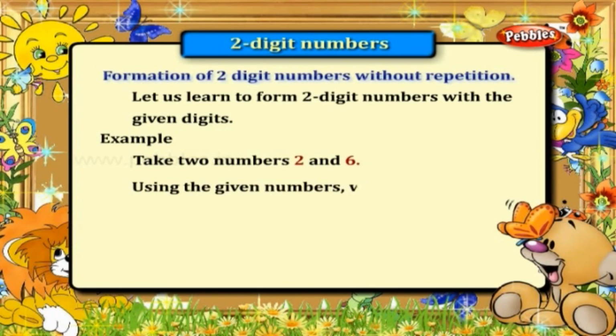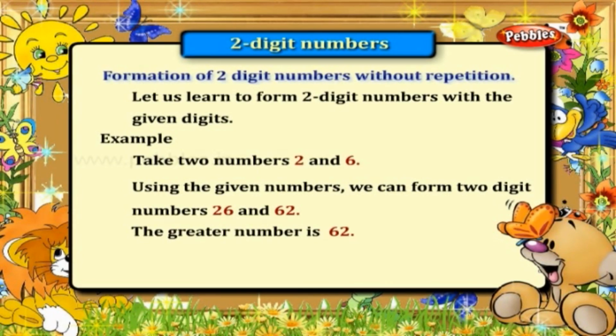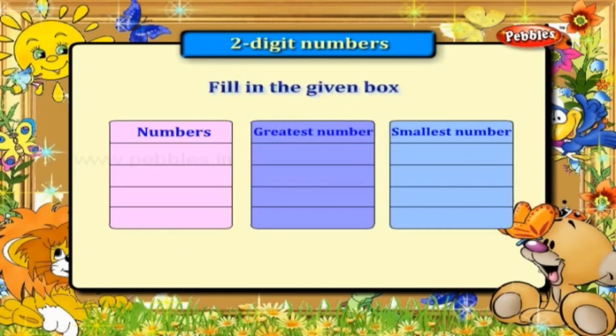Using the given numbers, we can form two-digit numbers 26 and 62. The greater number is 62 and the smaller number is 26. Now you fill in this box.